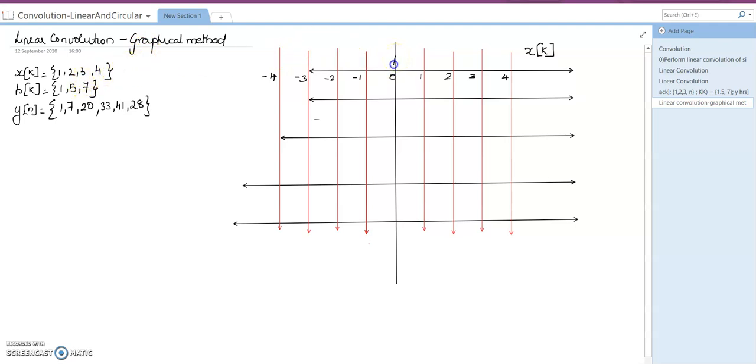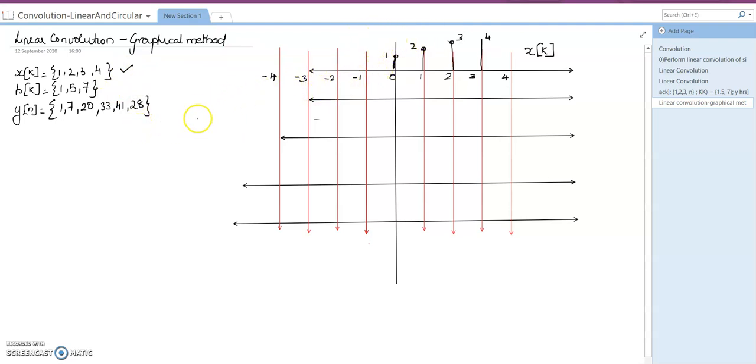So I have a sample that I draw here, and it will have the amplitude equal to 1. I'm having the next sample at position 1, so it will have the amplitude 2. I'll be having the next sample at position 2 with amplitude 3, and the next position sample over here will have the amplitude 4. That represents x of k, and we are done with the drawing part of x of k. So x of k is drawn, and it should be clear to you.